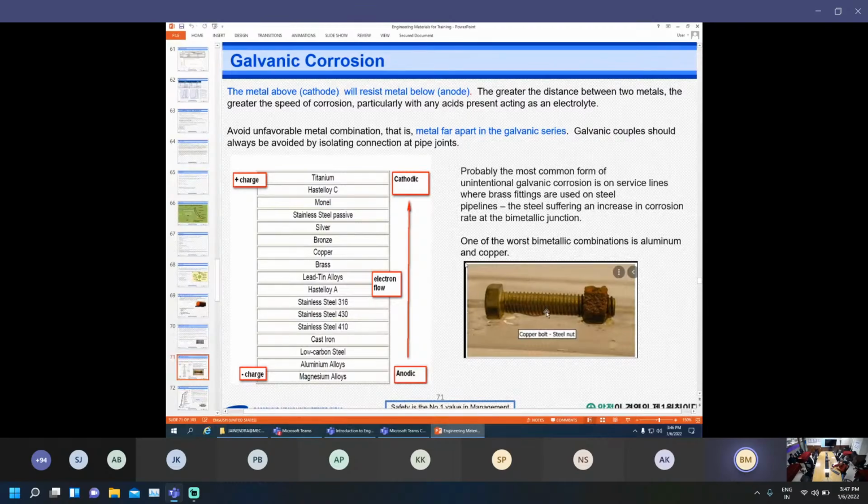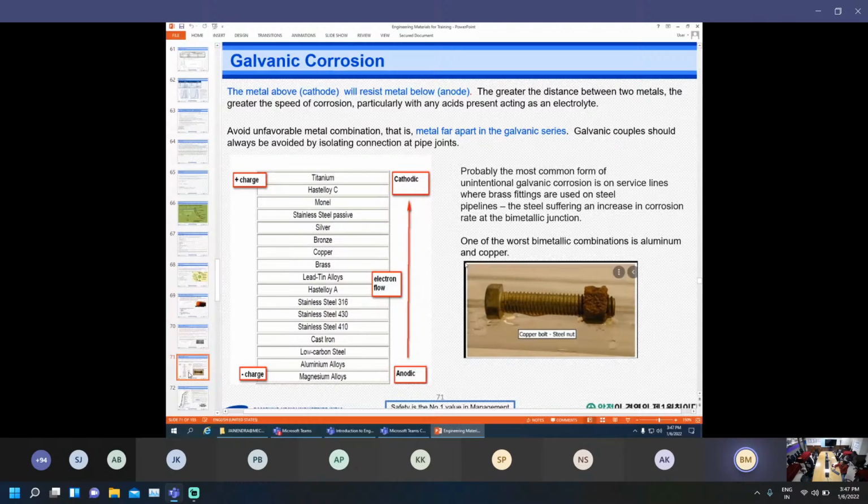It is a very practical example, even in your house. Suppose you are using a high grade of steel or copper material for the bolting, and you are using a simple carbon steel bolt nut over here, it will be corroded because of the galvanic series. Such corrosion is called galvanic corrosion. So this needs to be taken care of.